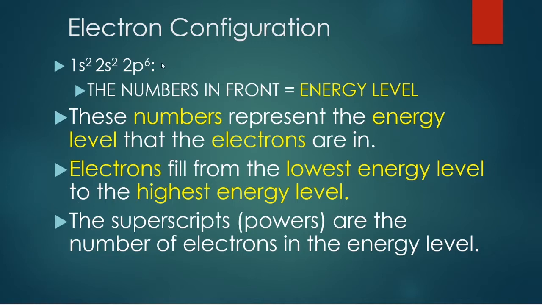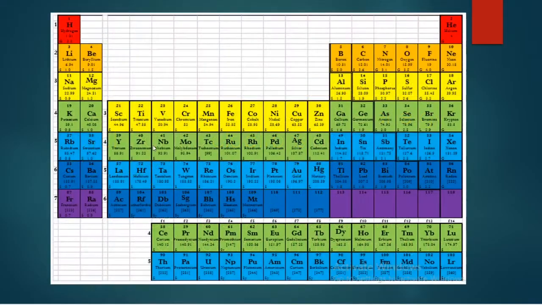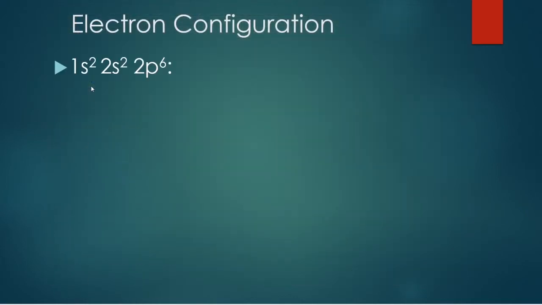And then the superscripts, or the powers, are the number of electrons in the orbital. So we have 1s, and there are 2 electrons there. In the second energy level, in the s, there are 2, and in the p, there are 6. I'll tell you in just a second what those s's and p's actually mean. So this is the periodic table, and remember, our energy levels are here. Period 1 is the first energy level, then the second, and the third. Here in chemistry we will not go past the third.